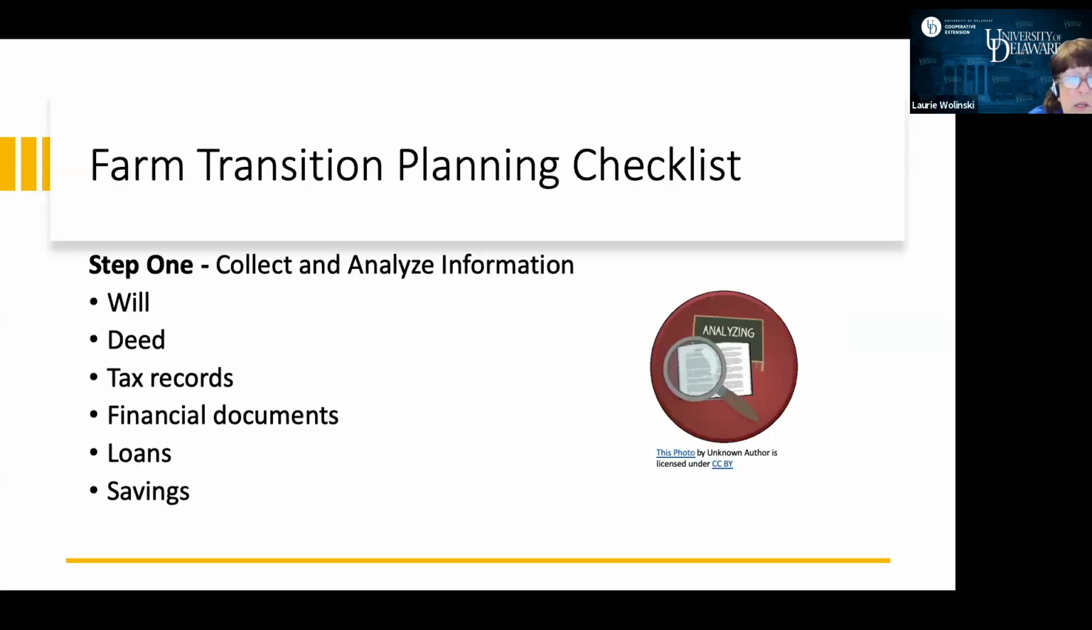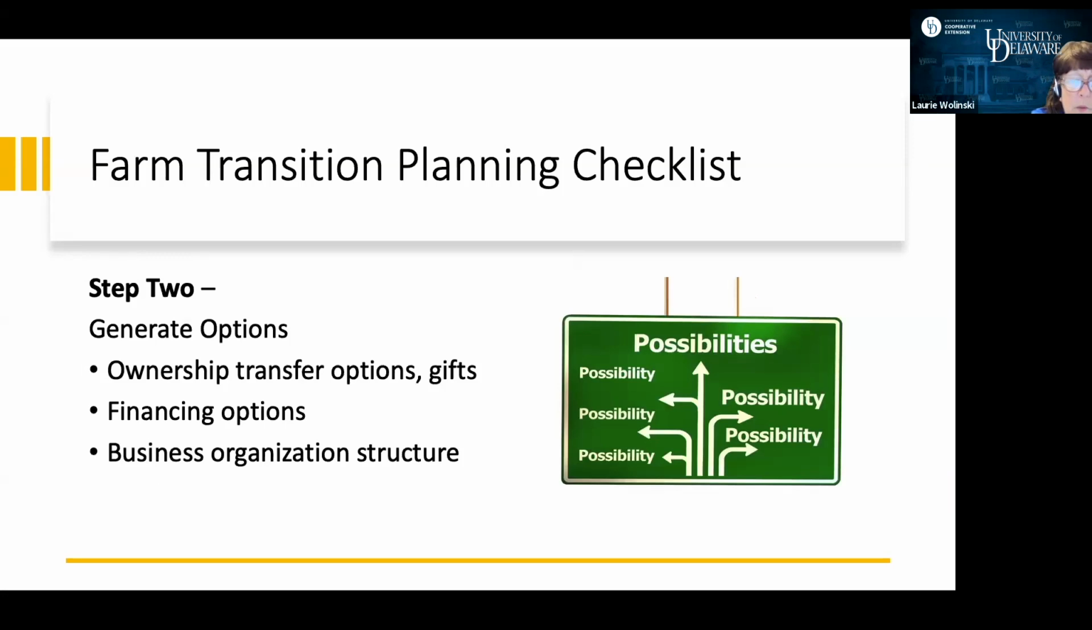In the very beginning, after you've started talking about it, you're going to collect and analyze information. You're going to gather the will, the deed, the tax record, the financial documents, loans and savings, of the family members. And then once those are collected, now this takes time. This is not done in a week. So it might take weeks to collect all those documents. But if you have a business plan, you're going to have a lot of them already in place.